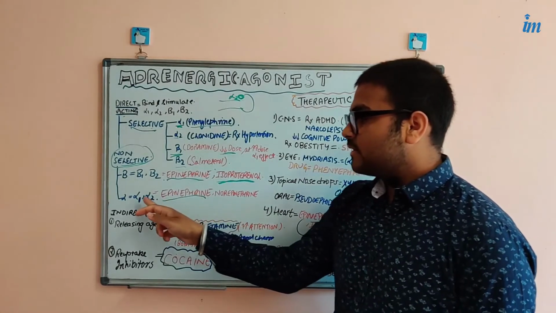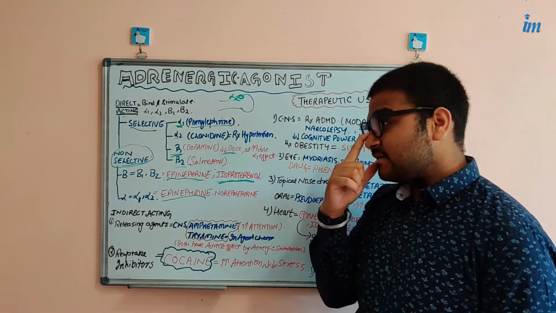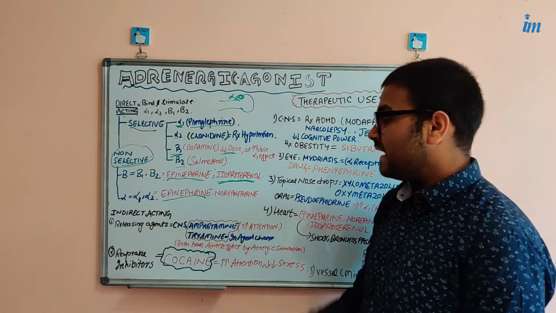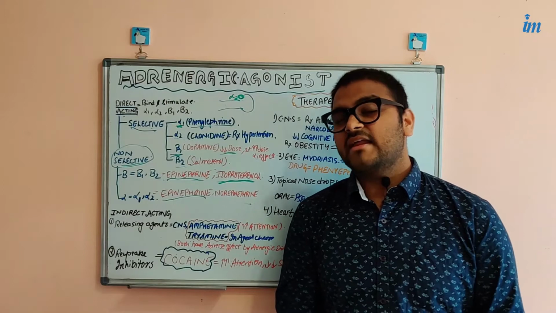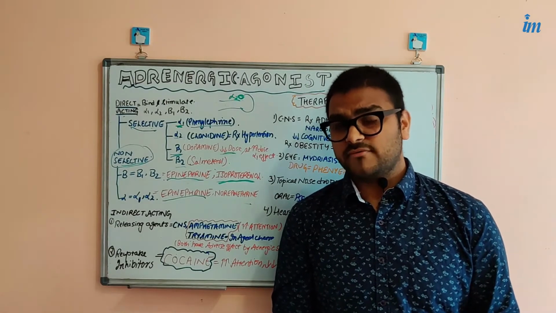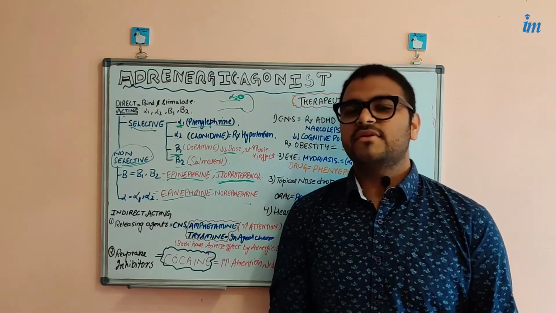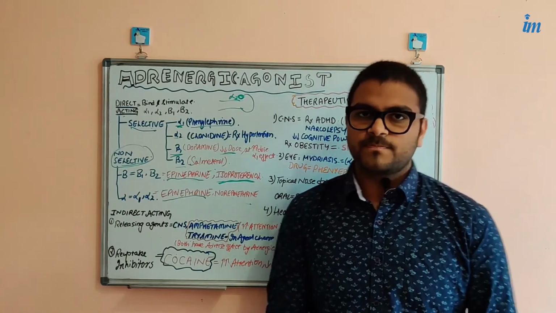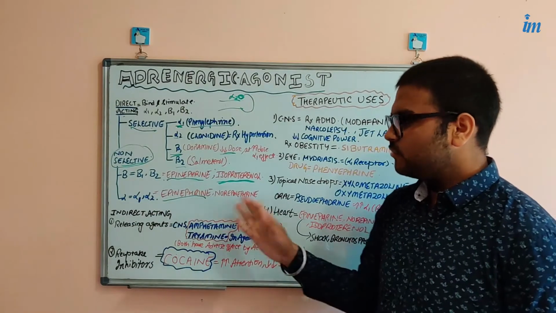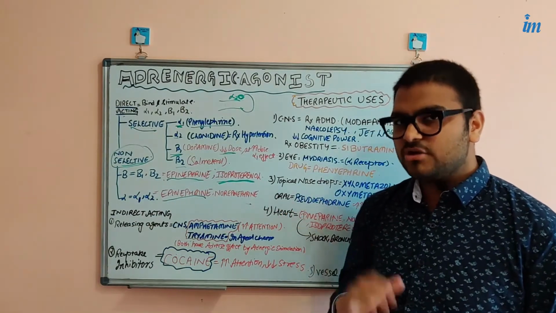And another alpha non-selective drug is norepinephrine. Preferably it binds to the alpha 1 and alpha 2 receptors at lower doses. Both of them. But if the dose of norepinephrine is increased a lot, then it may also bind to the beta receptors. So it is non-selective alpha 1 alpha 2, but at considerably lower doses.